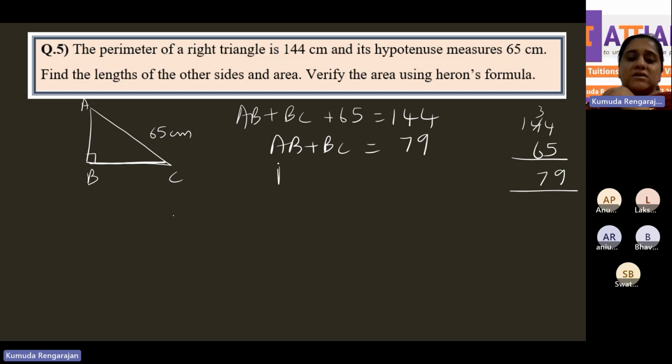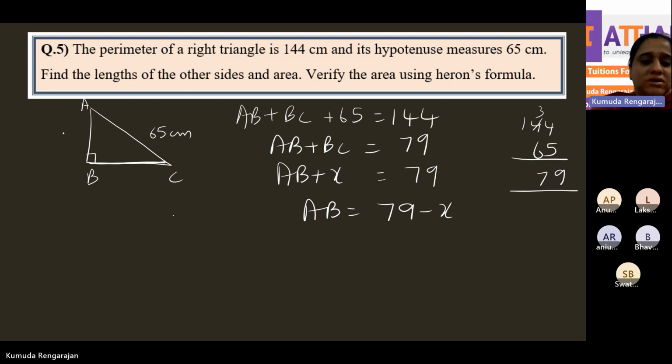Take anybody as X. Supposing you write AB as this plus X is equal to 79. That means you're taking BC as X. Then what is AB? AB will be equal to 79 minus X. So here I've taken whom as X? BC as X. BC is X. Then how much is AB? 79 minus X. Both are correct.